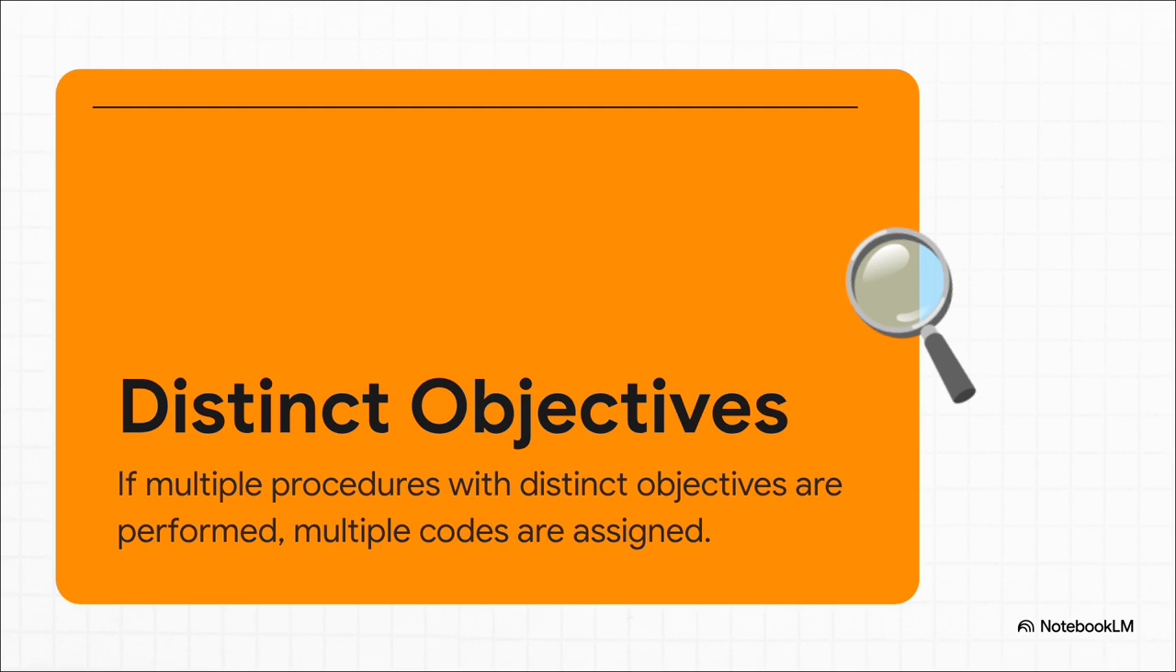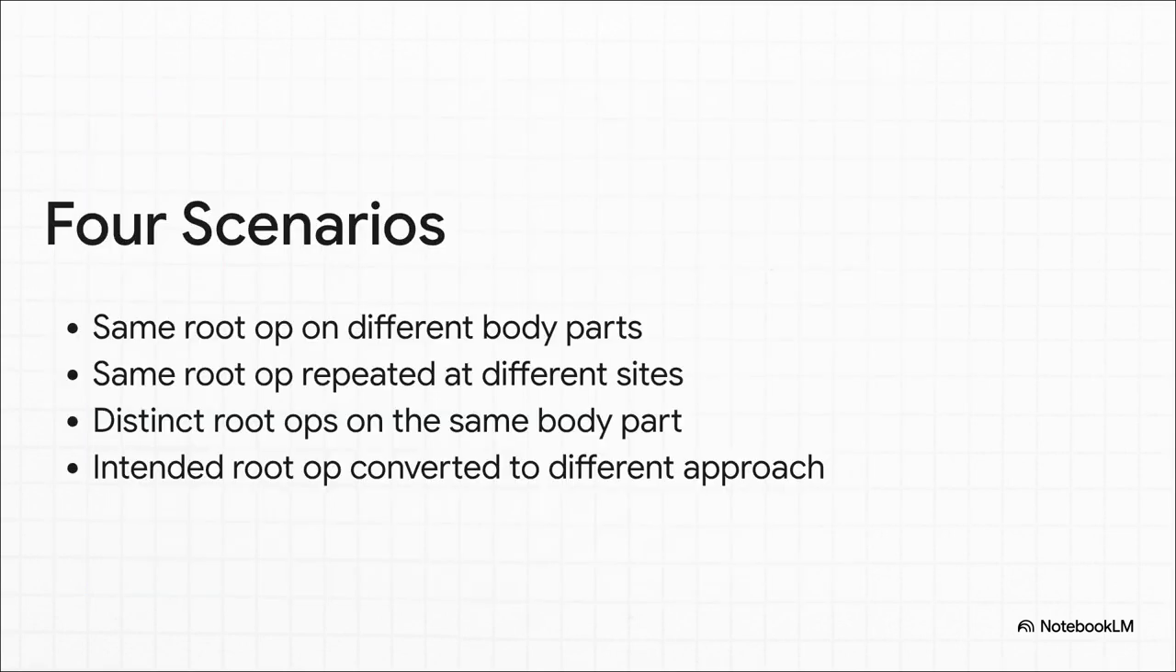Basically, you have to think exactly like the surgeon. What were the unique, distinct goals of this surgery? If they were trying to accomplish completely different clinical objectives on the body, you cannot just lump it all into one single code. Let's break down the 4 specific scenarios under Guideline B 3.2 where you must report multiple procedures. First up, Guideline B 3.2a.